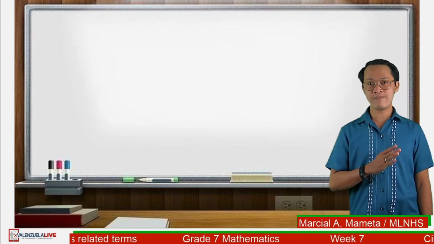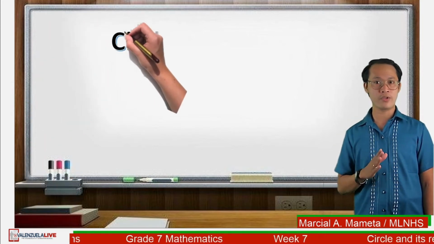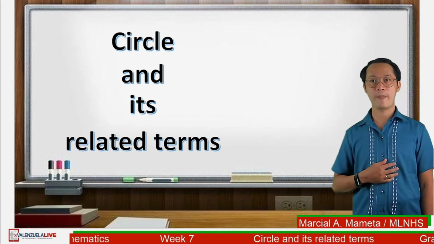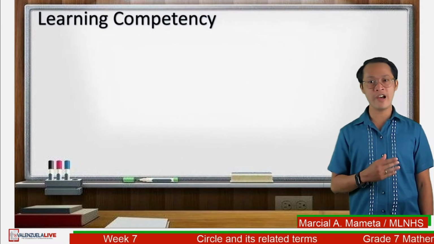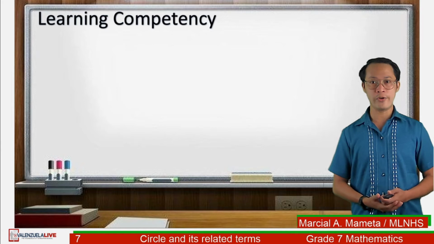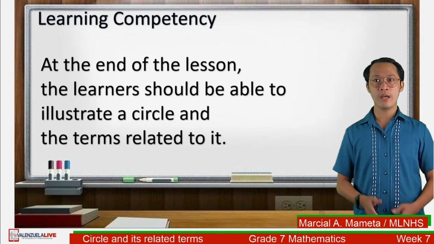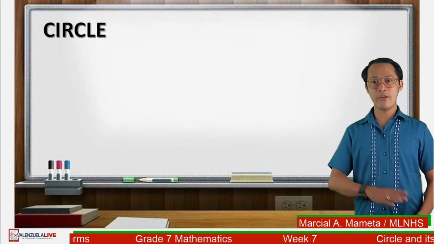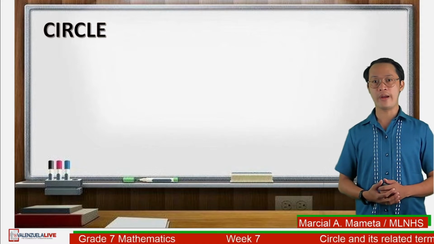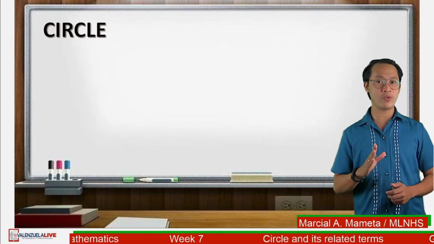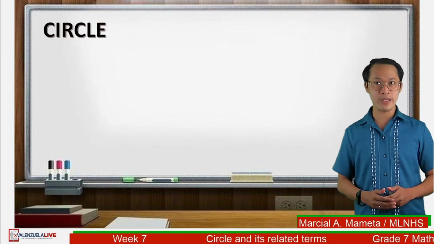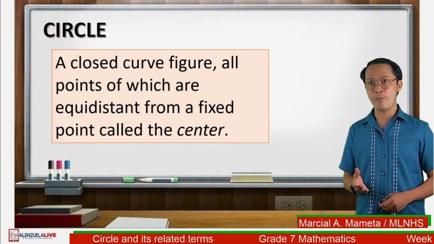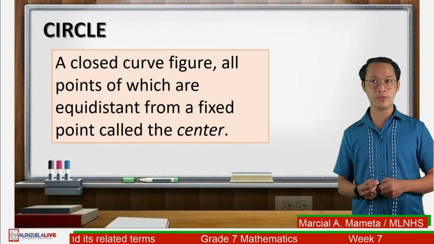Okay, the lesson for today's live streaming is all about circle and its related terms. At the end of this live session, you, as a learner, should be able to learn how to illustrate a circle and the terms related to it. We've learned a lot about geometry so far, and there's one really important geometric shape that we still need to cover, and that shape is circle. Circle is a closed curved figure, all points of which are equidistant from a fixed point called center.